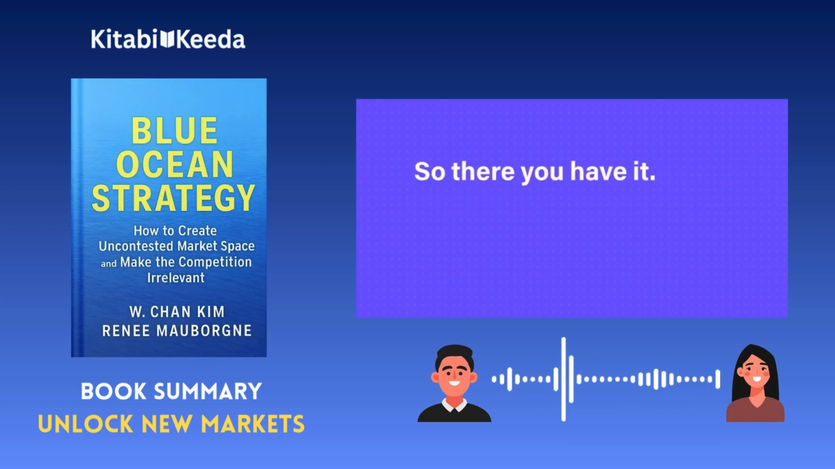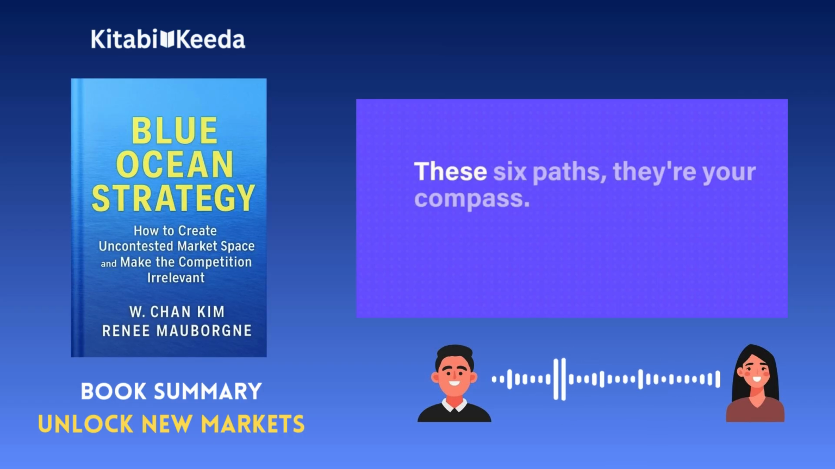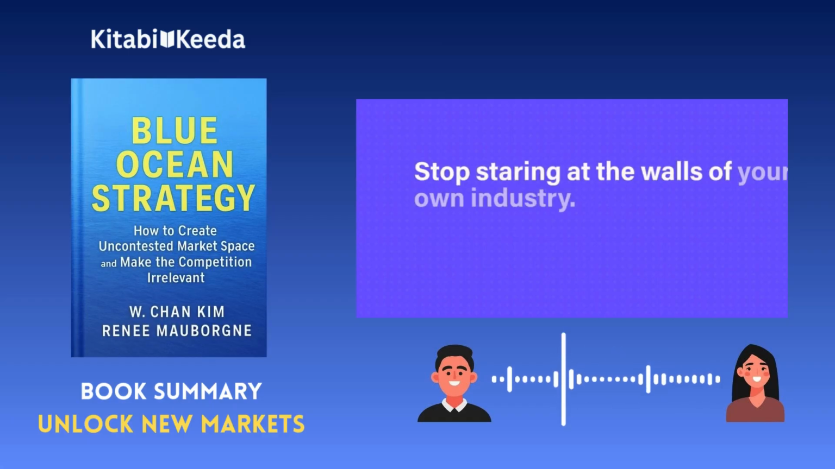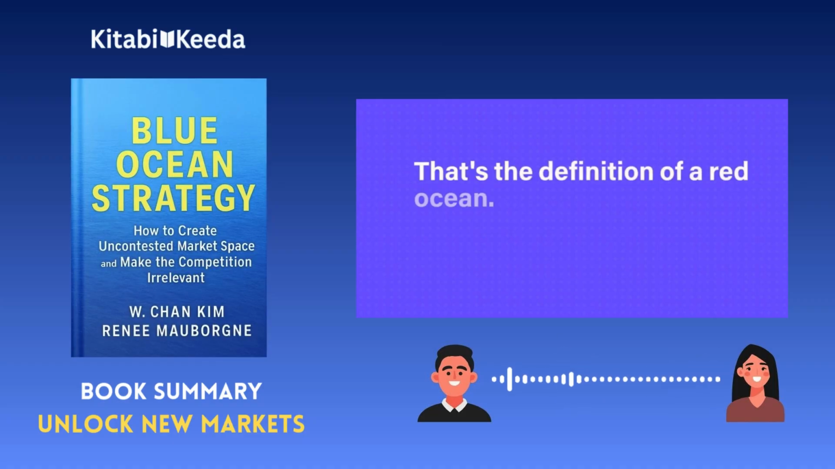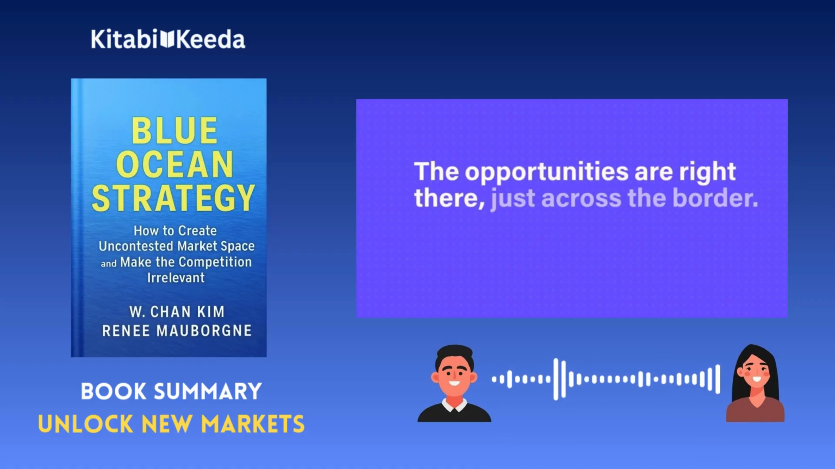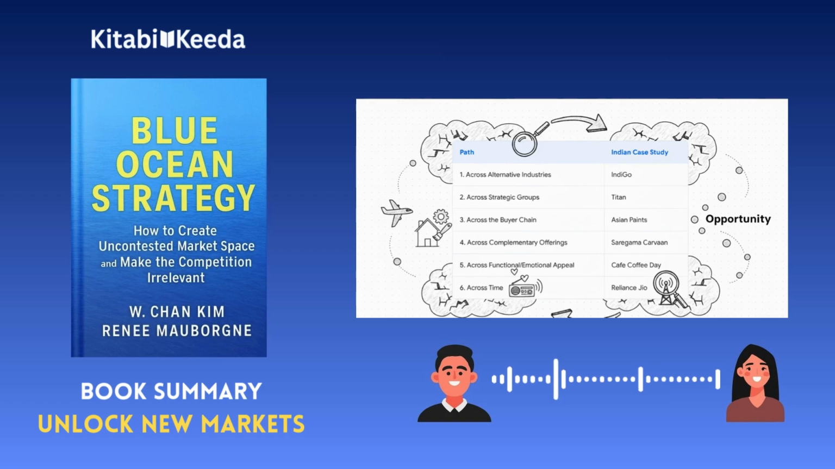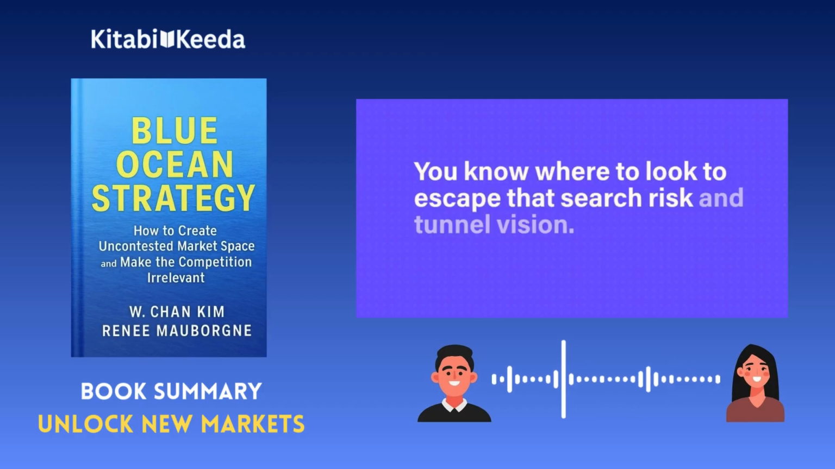So there you have it. For you, the listener, these 6 paths, they're your compass. Stop staring at the walls of your own industry. That's the definition of a red ocean. The opportunities are right there, just across the border. Whether it's looking at an alternative like IndiGo did with trains, or shifting the buyer chain like Asian Paints, or riding a massive trend like Jio, the paths are there if you know how to look. You now have the framework. You know where to look to escape that search risk and tunnel vision.